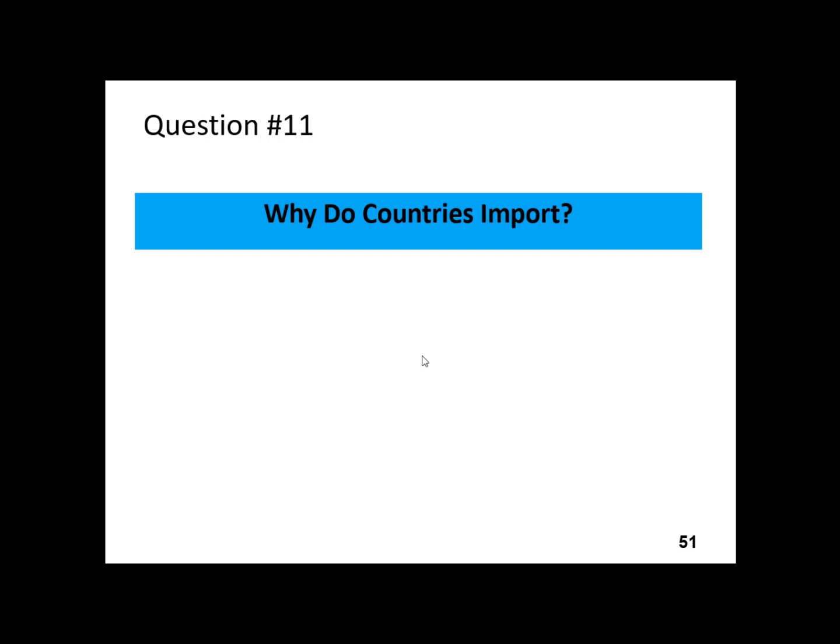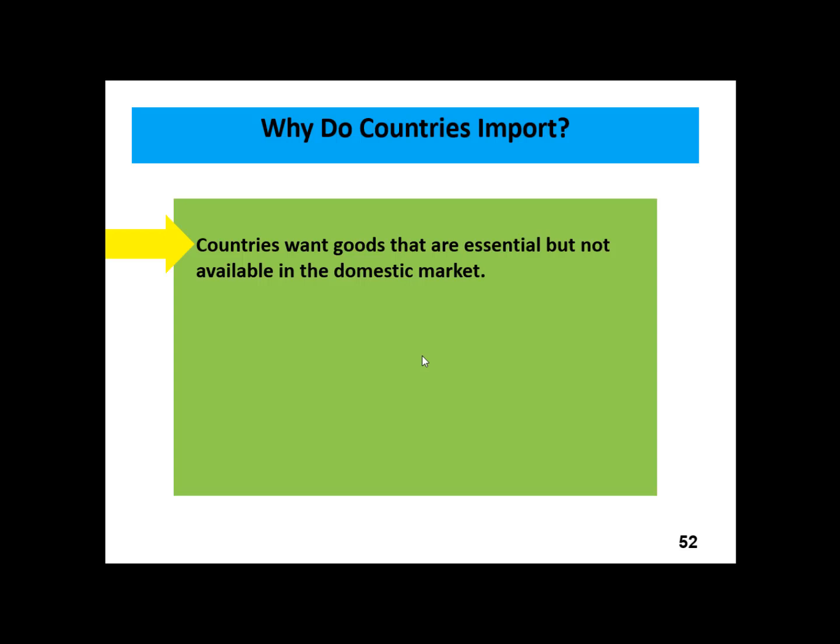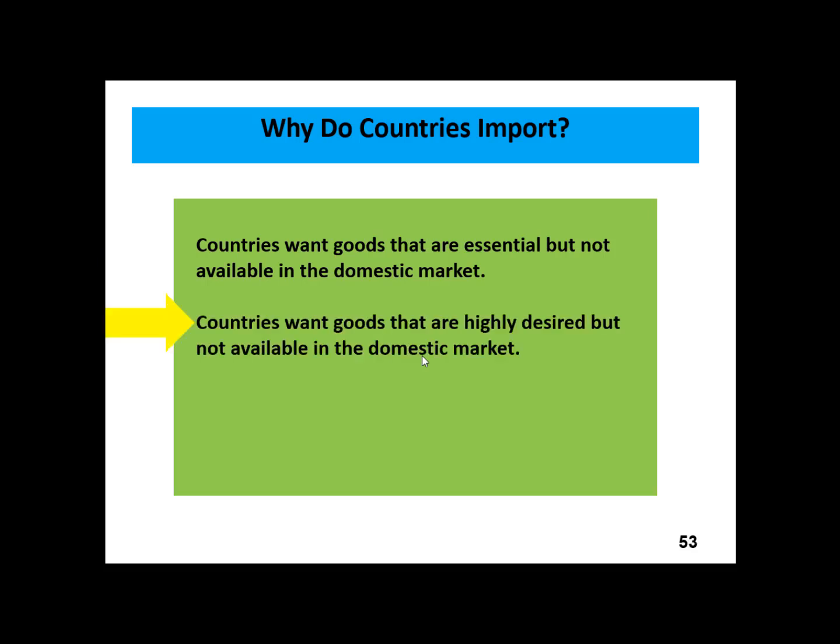Question 11, why do countries import? And again, just copy one of these down as I go through them. Countries want goods that are essential but not available in the domestic market. So we need those goods, but they may not be readily available in the country that we live in. Countries want goods that are highly desired but not available in the domestic market. Maybe there's just something that's super popular out there, but we don't produce it.